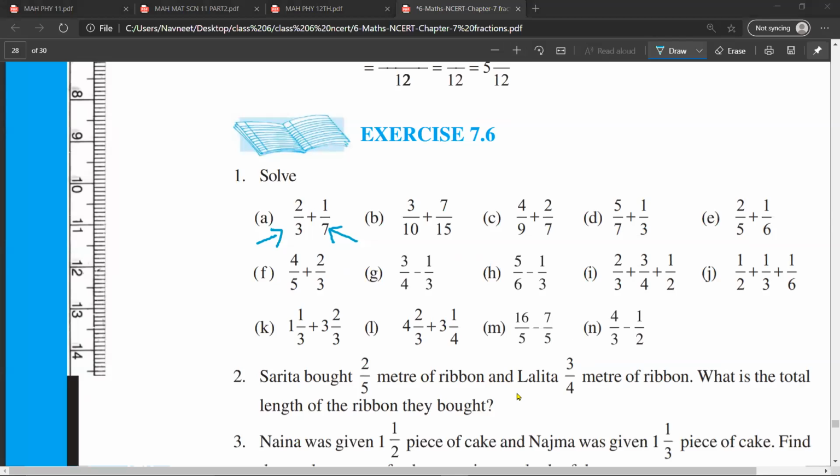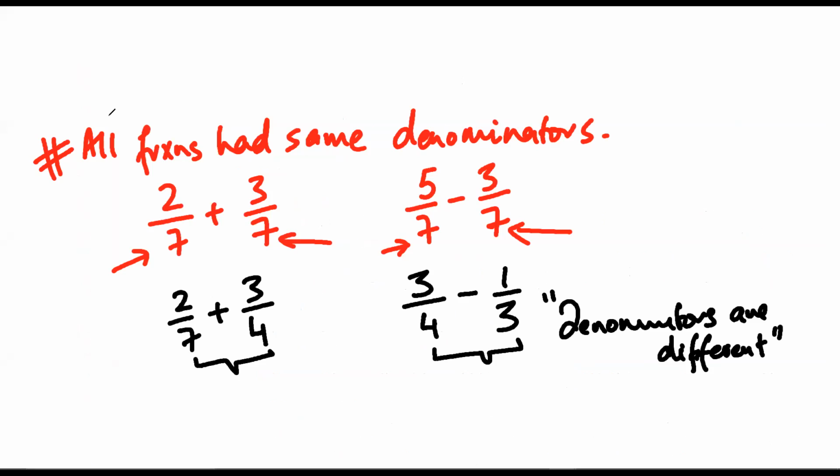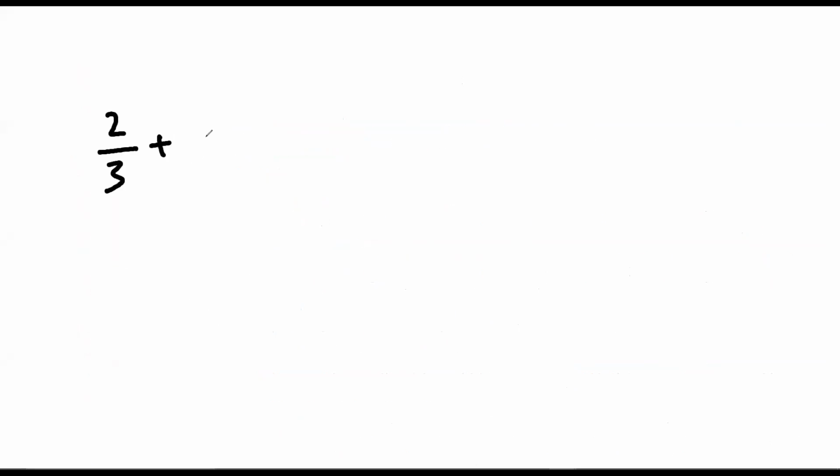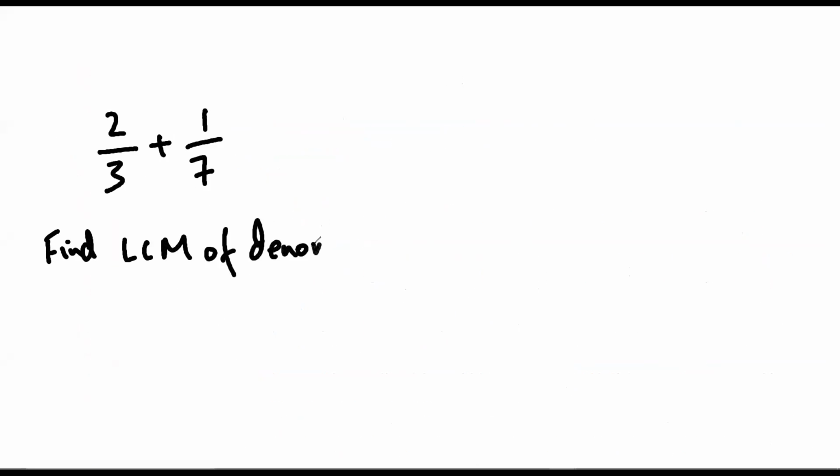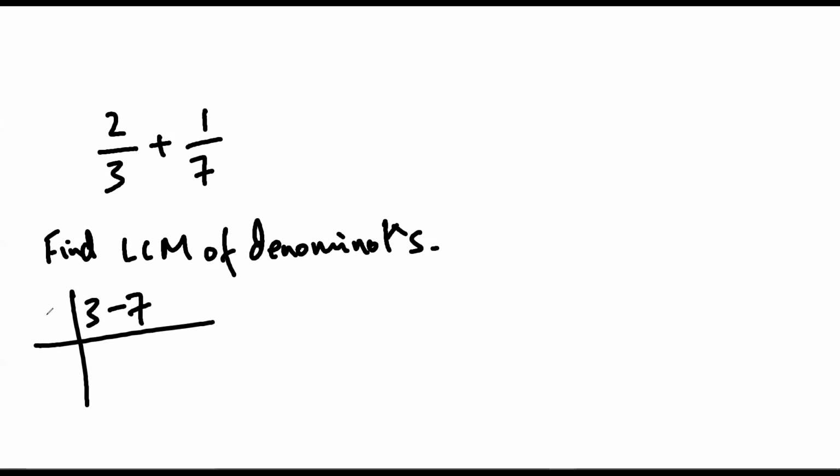So, for example, if I had to do 2 by 3 plus 1 by 7, the first step that I need to do is find LCM of denominators. What will be the LCM? 21. 3 and 7. 3 times 7, 7 times 3, the LCM is 21.